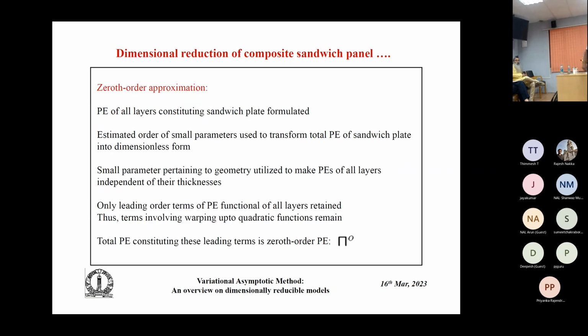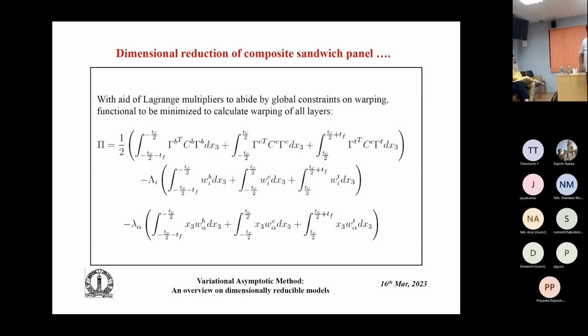So as I told in the flow chart, once the orders are estimated, these orders are substituted into the potential energy. And for the first approximation, the leading order terms are considered, and this energy is taken as pi 0. So this is the total energy. The first part is the total strain energy, and the second and the third parts are the ones which remove the rigid body-like motion, that is the translation as well as rotation, and these are multiplied by the Lagrange multipliers.